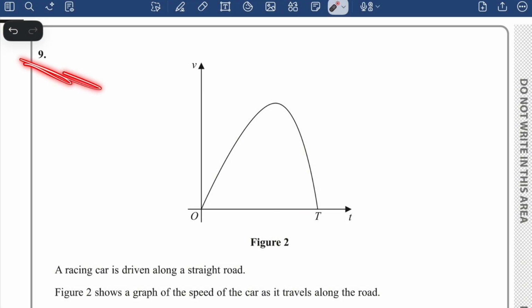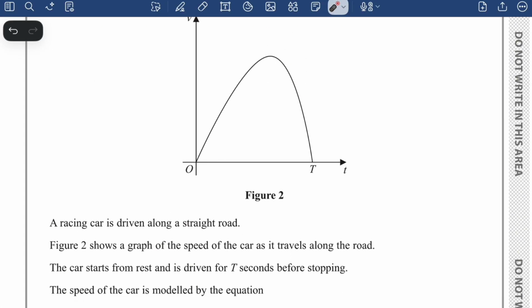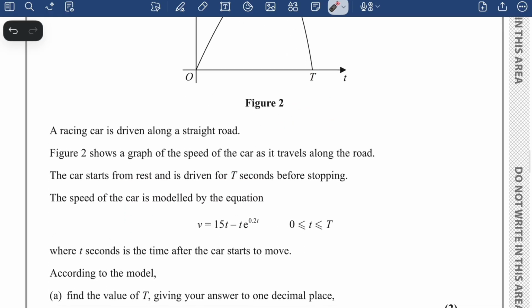Okay, question 9. We're told a racing car is driven along a straight road. And figure 2 is going to show a graph that represents the speed of the car. The graph starts from rest and is driven for t seconds before stopping, right? It's modeled by this equation here, where t seconds is the time after the car starts to move. According to the model, find the value of t.